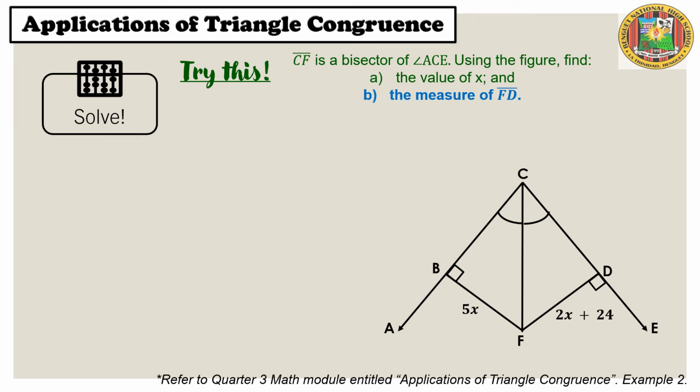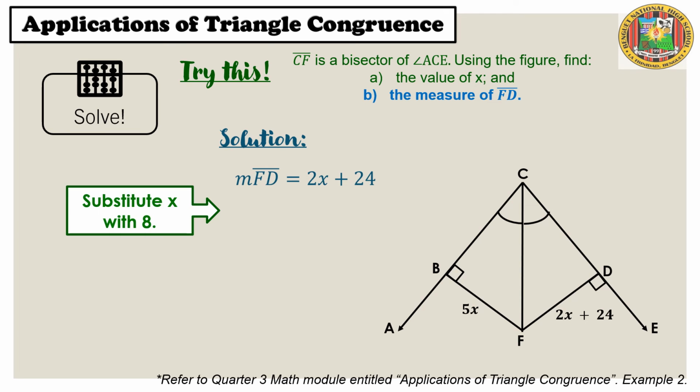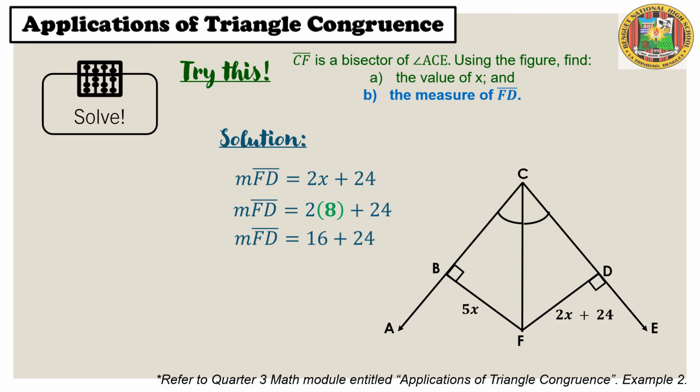Next, to solve for the measure of segment FD, we look at the figure, where we see that segment FD measures 2x plus 24. Since we know now the value of x, we substitute x with 8 in 2x plus 24. We multiply 2 and 8 together to get 16 plus 24, which we add to get the result, which is that the segment FD measures 40 units.